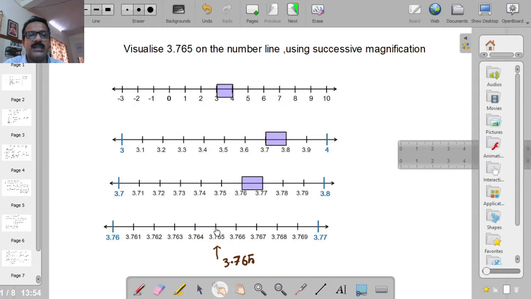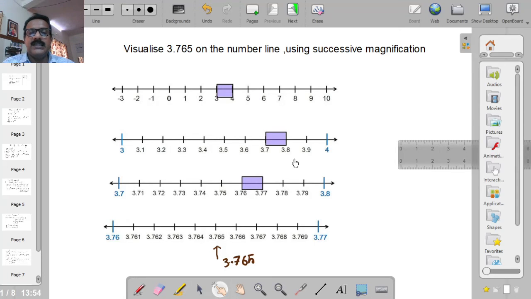Now we have got the exact location of the number 3.765, and we will be marking the remaining units also, like 3.766, 3.767, etc. Now we have located the exact location of the number 3.765. This is called the method of successive magnification. I think now you have understood what is meant by the method of successive magnification.